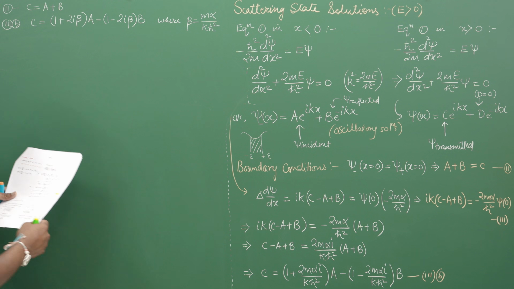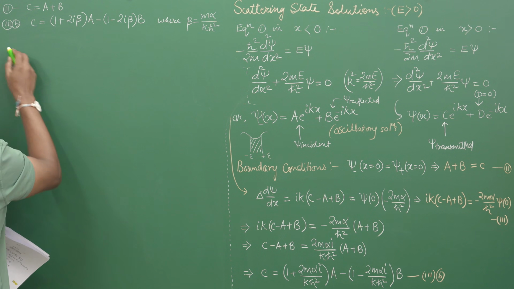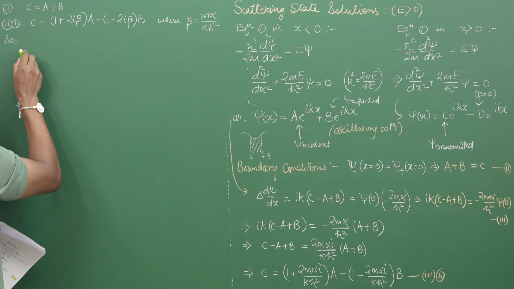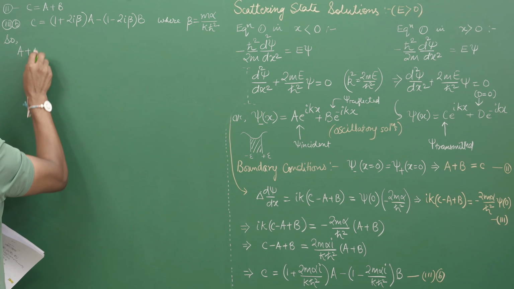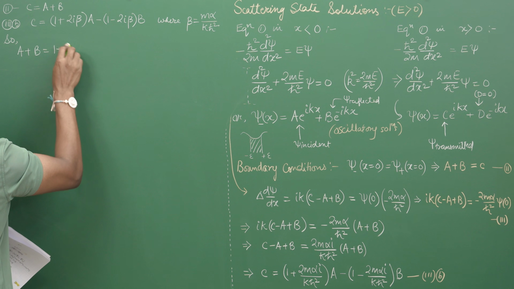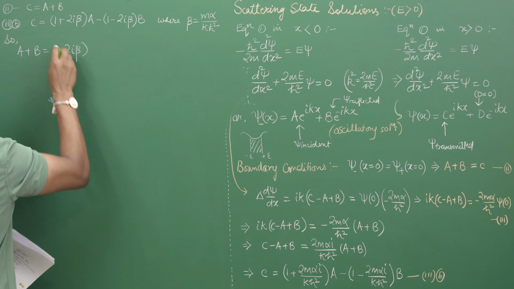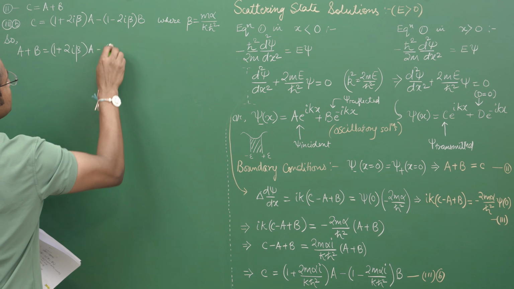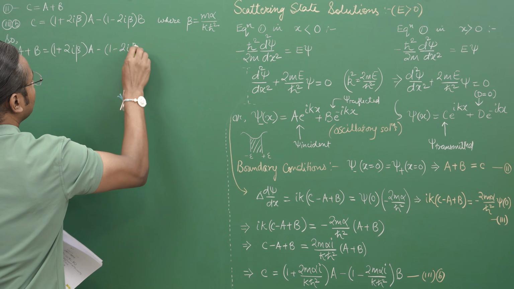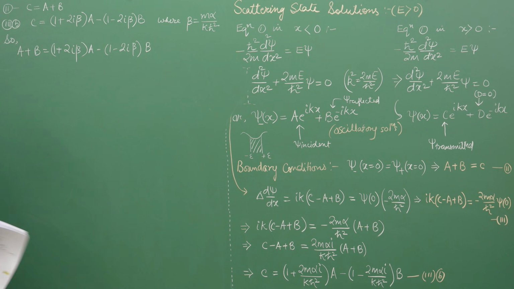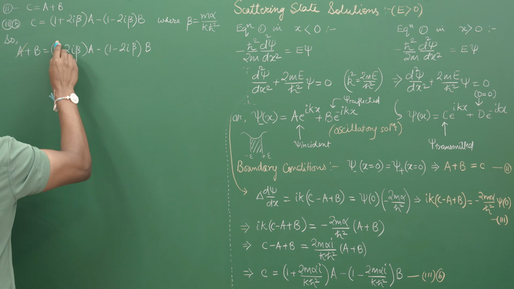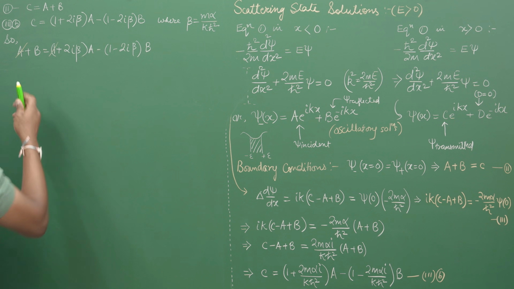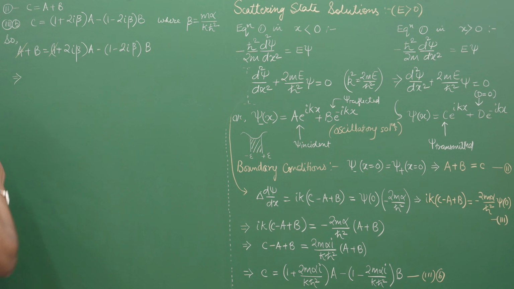So now of course you know what to do. I can make both of them equal, right? So this becomes a plus b is equal to 1 plus 2 iota beta a minus 1 minus 2 iota beta b. So from here you can clearly see that on one hand the a gets cancelled, right? So here you have a, and here of course you have a. So this also gets cancelled, and that way we can obtain the ratio of a and b.